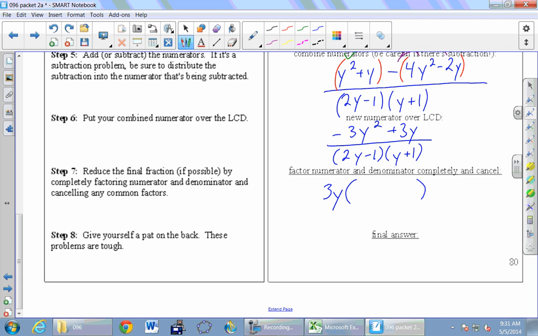Okay, what's left from the first term? 3y is now outside. So a negative and a y. That'll give you your negative 3y squared. And then plus 1. Good. And then copy that denominator. Okay, we factored as far as we can.